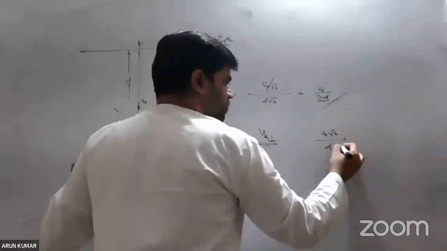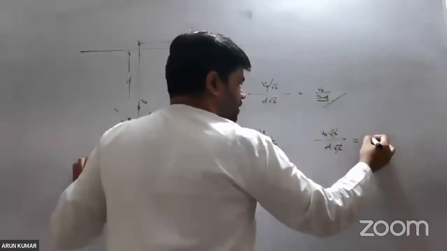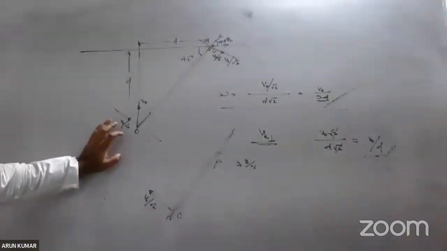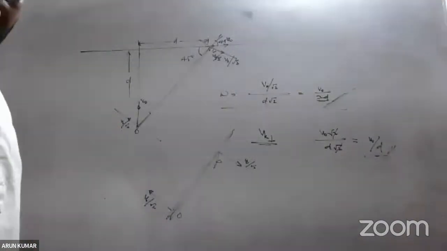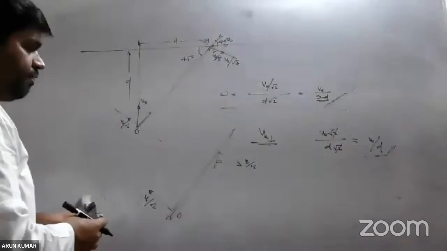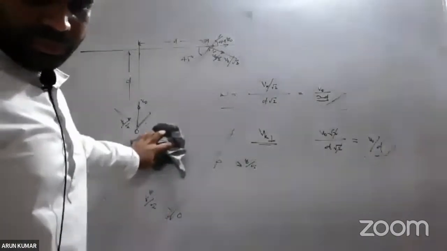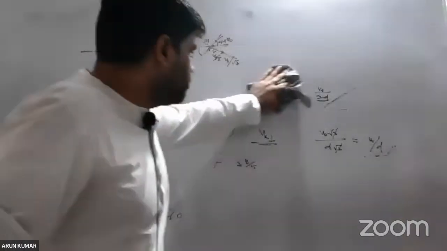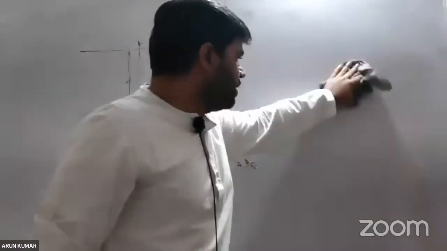Divided by t root 2. T root 2 gets cancelled. V naught by d is my angular velocity when this is also moving. So in general, it is the component of relative velocity of A with respect to B perpendicular to the line joining the particle and the reference point.